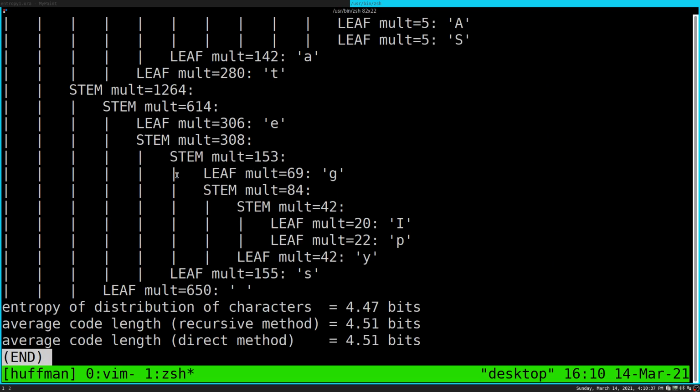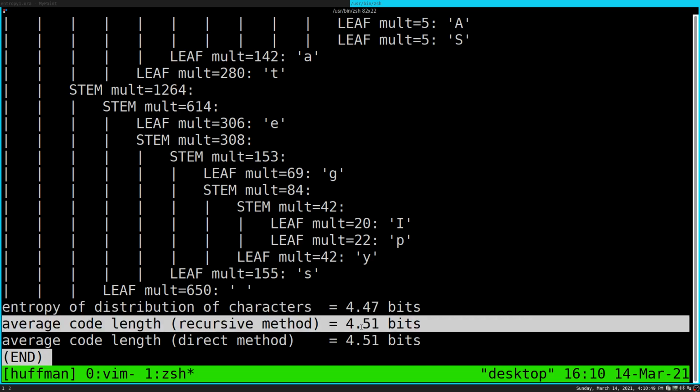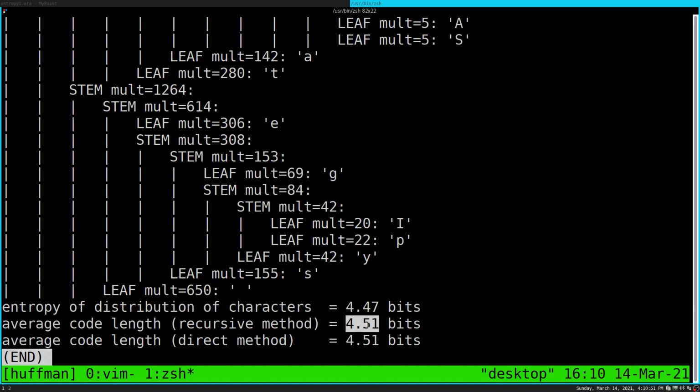Here's what is interesting. The entropy of the distribution of characters is 4.47 bits. The average code length is 4.51 bits. That's really, really close, and it's equal regardless of which method I chose. That's all I'm going to say for now: these two are really close, and they are in fact related. But I think that's all for this video. Thank you.